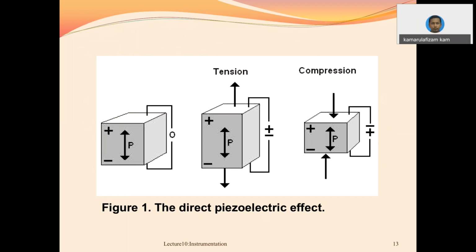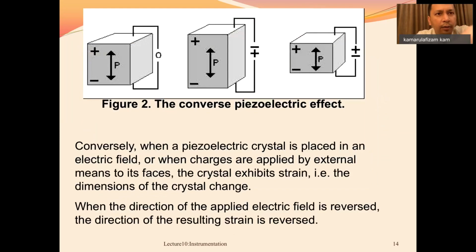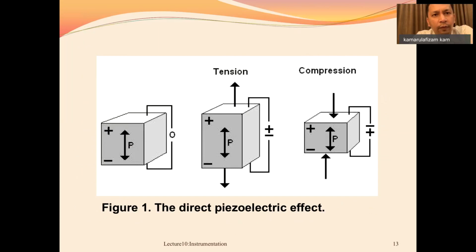So we are looking at the piezoelectric effect. You have two types. The first one is the direct effect, and then you have the converse effect. For the direct effect, you are talking about whether you are giving tension or compression. The most left is when there is no force being given to the piezo material, the box down there.